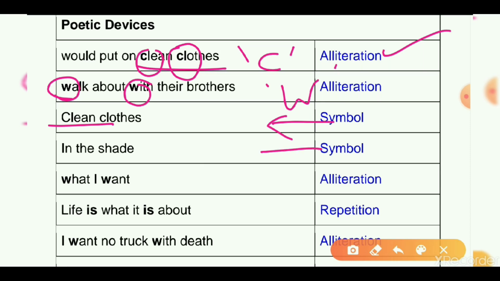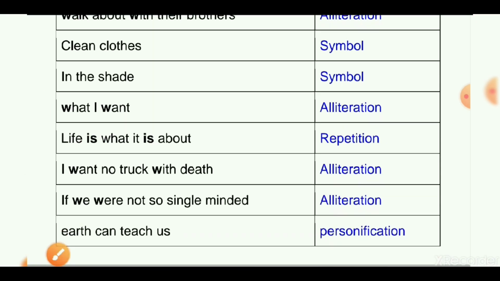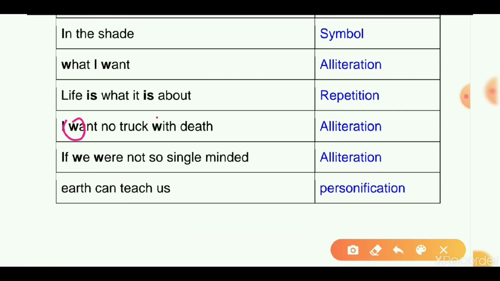"In the shade" is again a symbol, which means that without any war, we should sit in the shade along with our brethren, without any weapons, without harming anybody. Then alliteration is there in "what I want", again W getting repeated. Repetition is there in "life is what it is about", because the word is repeated in the same sentence. And "I want no truck", alliteration again, W. Then alliteration in "if we were not so single-minded", W again. So you can see most of the alliteration in this poem is easily identifiable.